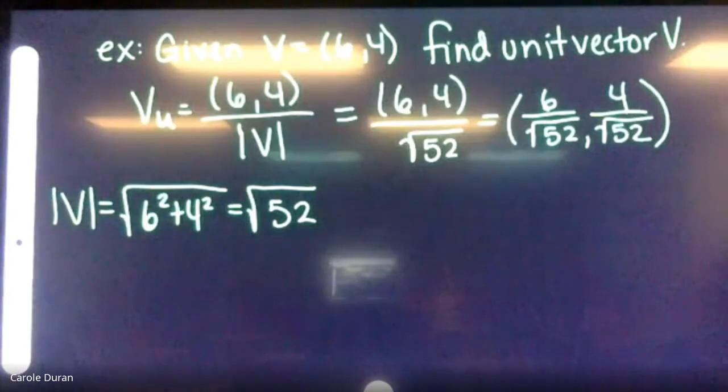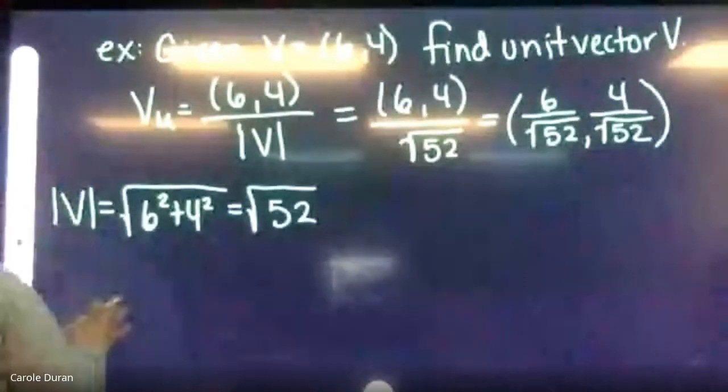Okay, so now we're going to start talking about the dot product of two vectors. We've done addition, subtraction, and scalar multiplication. Now we're going to look at dot products.